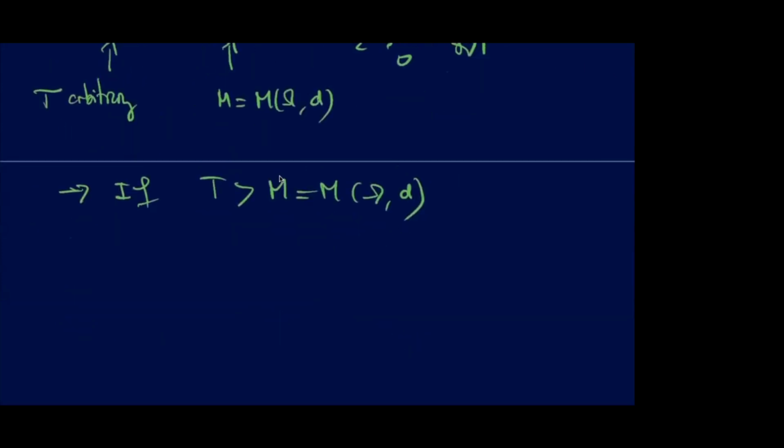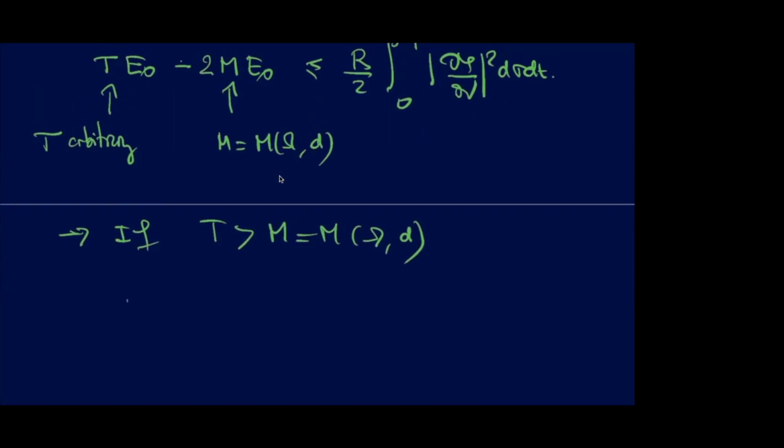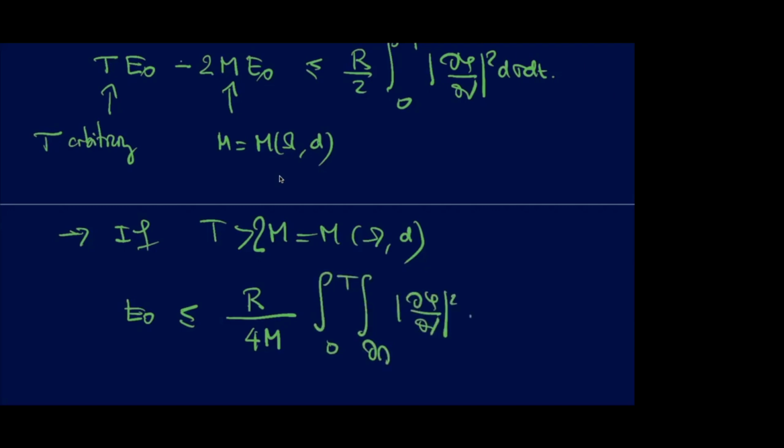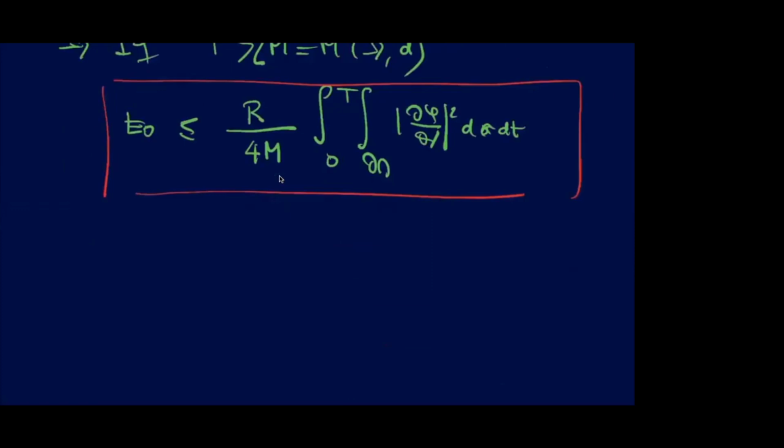Indeed, this means that if T is larger than 2M, a constant depending on the domain, then the energy is less than R over 2, 4M, the integral over the boundary of the normal derivative of phi. Okay, and we are done. And this is the inequality we wanted. So we have proved that, as a corollary.